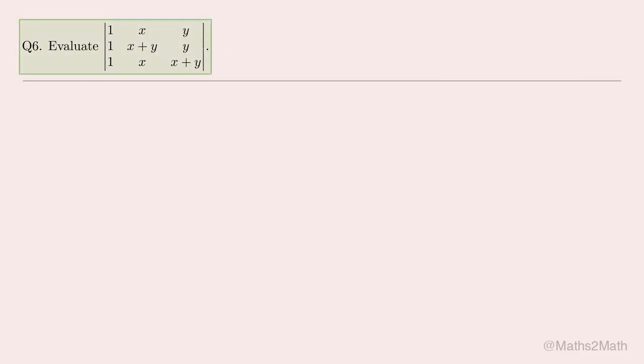Question 6. A determinant with a column of ones, which is an invitation to expand down that first column. Almost everything will cancel. The answer is astonishingly small.